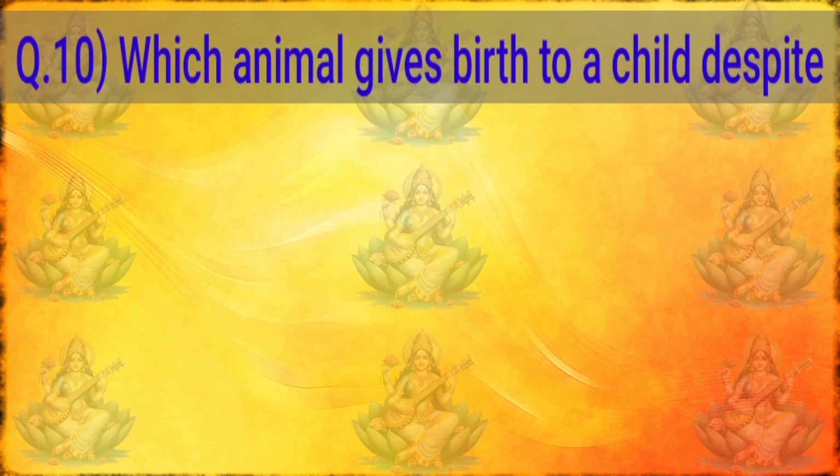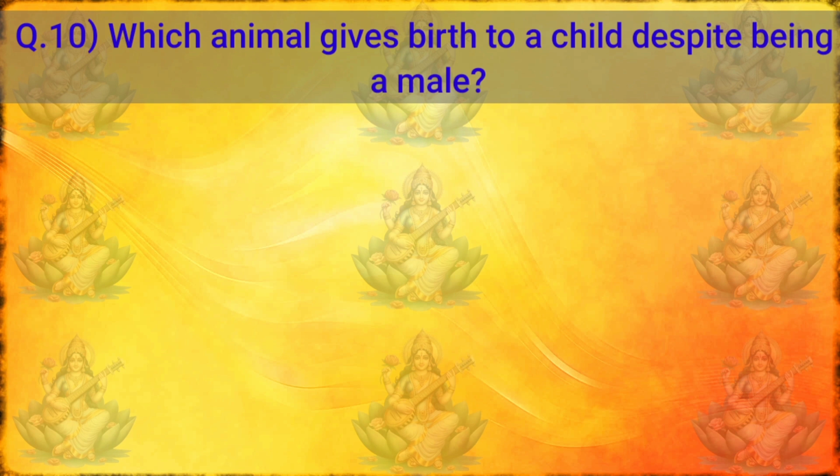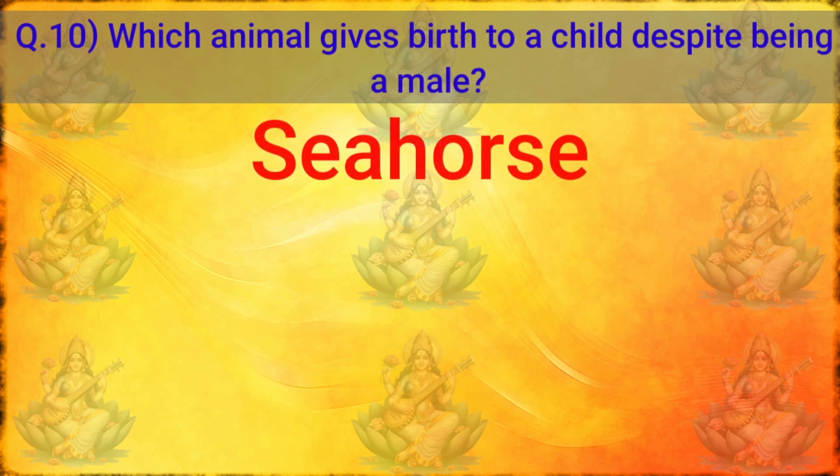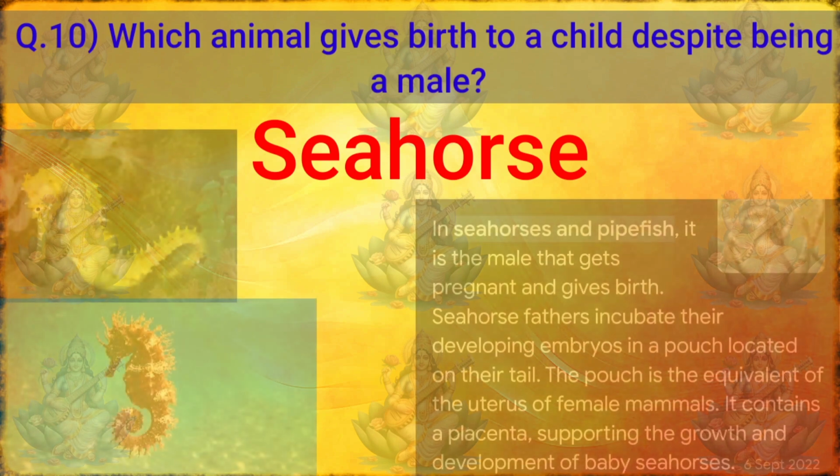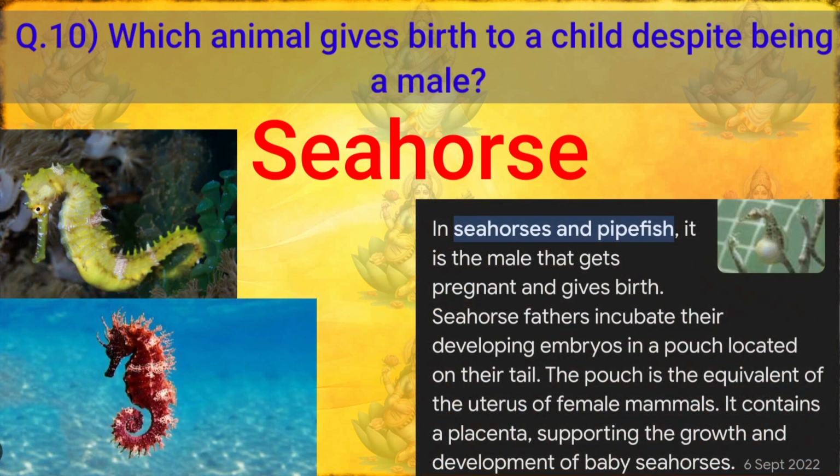The next question is, which animal gives birth to a child despite being a male? The answer is seahorse. Yes friends, seahorse is the animal. In seahorses and pipefish, it is the male that gets pregnant and gives birth. Seahorse fathers incubate their developing embryos in a pouch located on their tail. The pouch is the equivalent of the uterus of female mammals. It contains a placenta supporting the growth and development of baby seahorses.